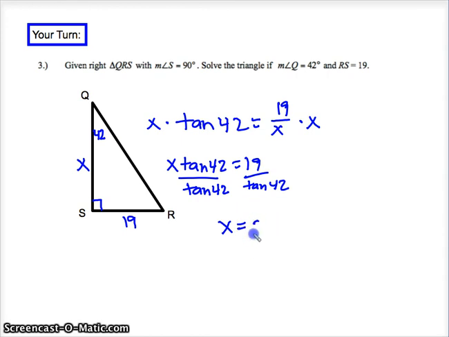Our final answer, once we punch it in our calculator here, we should have about 21.1. That's it. Hope you got the right answer. If not, go back and find your mistake. That's all for now. Tomorrow we're going to find out how we find missing angles.